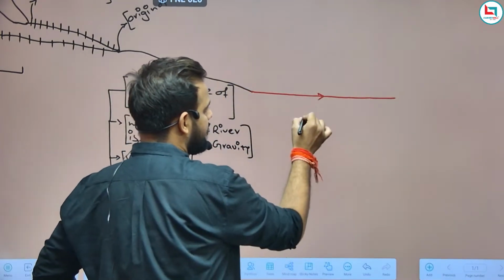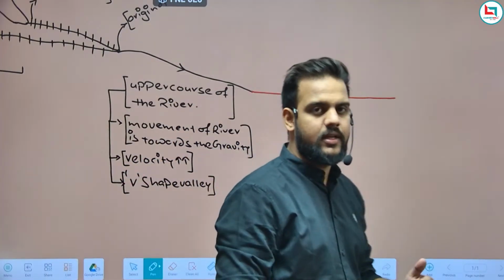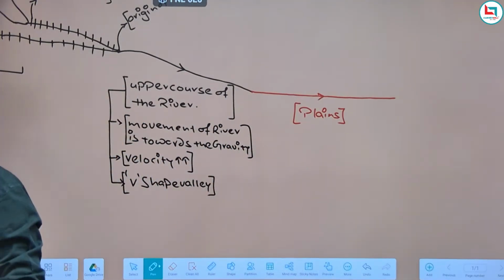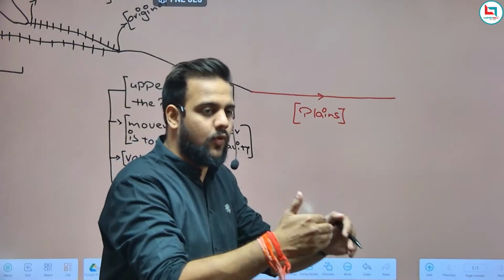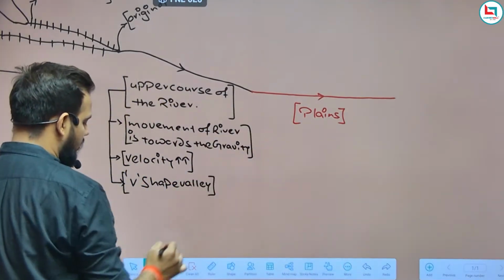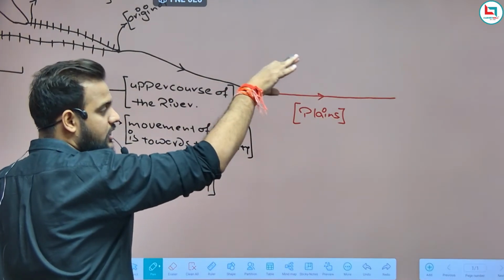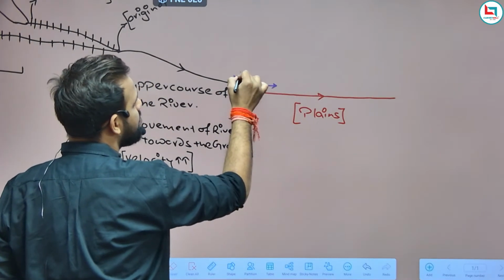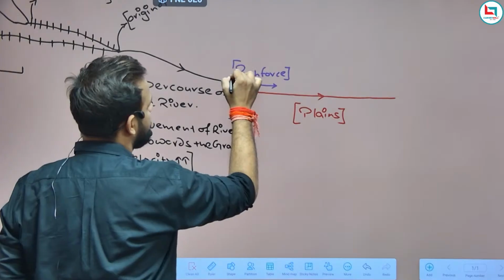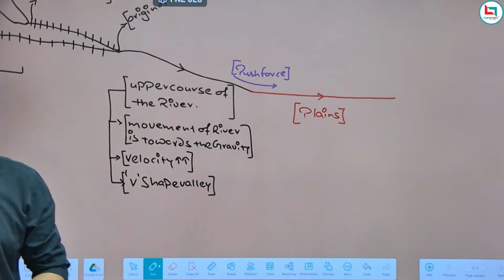Now guys, when we talk about plains, in plains there is no downslope movement of river. So what makes river move forward? We have the push force. The water which is coming from the mountain is pushing the water which is in the plain. So here we have the push force in the plain that moves the water in the plain forward.